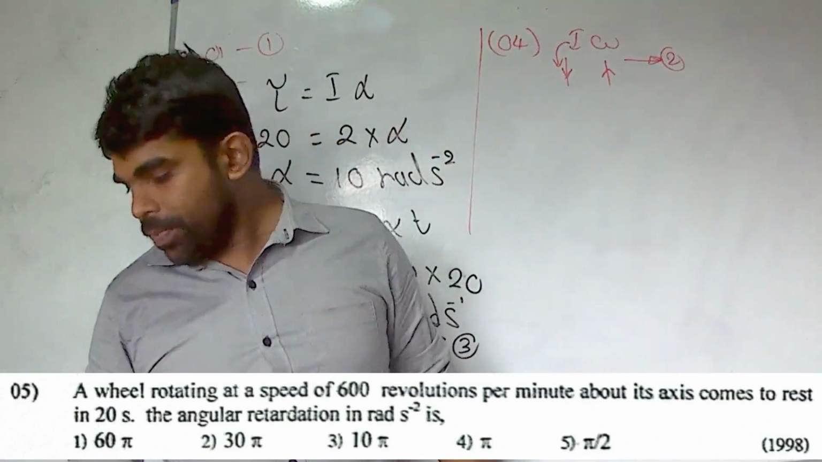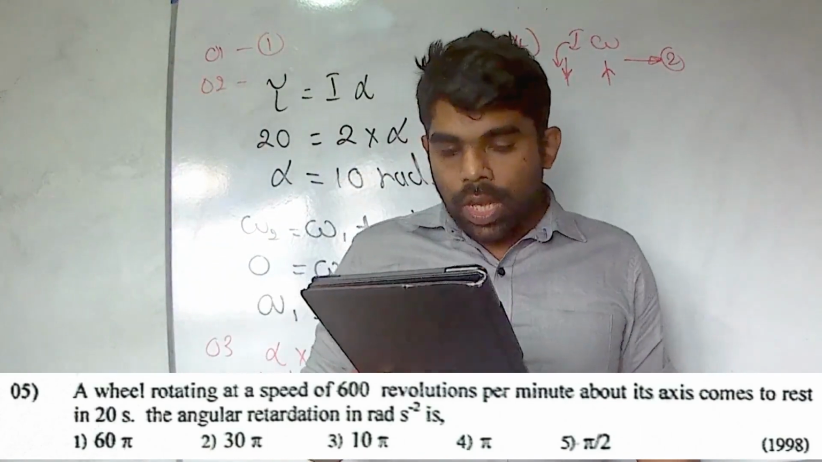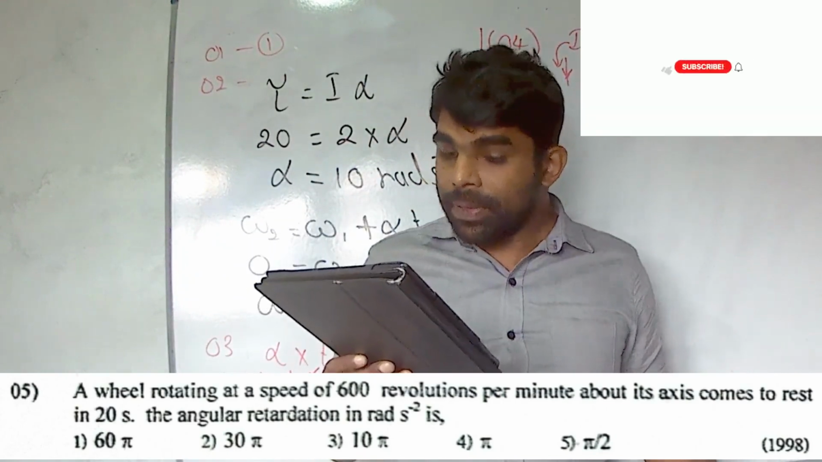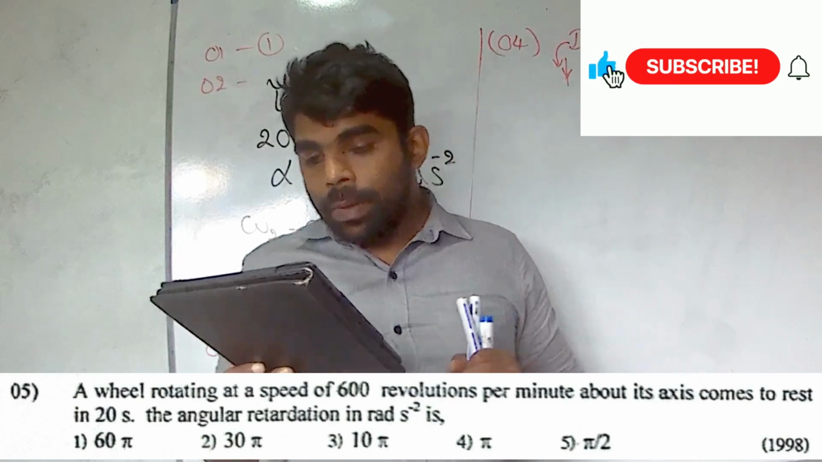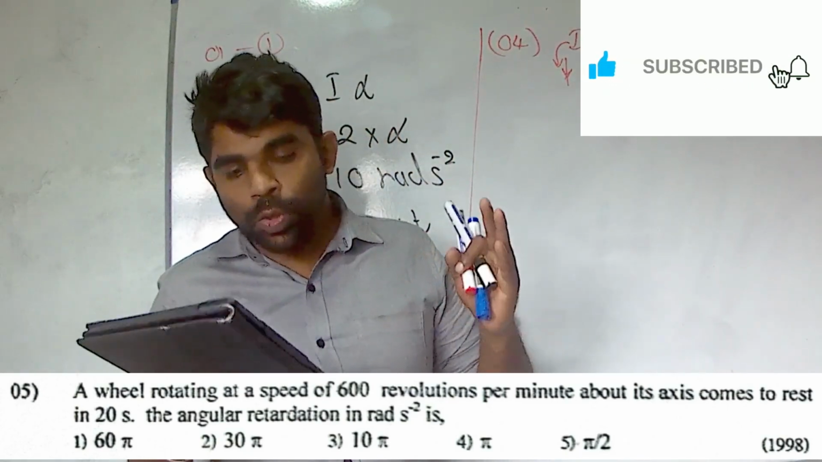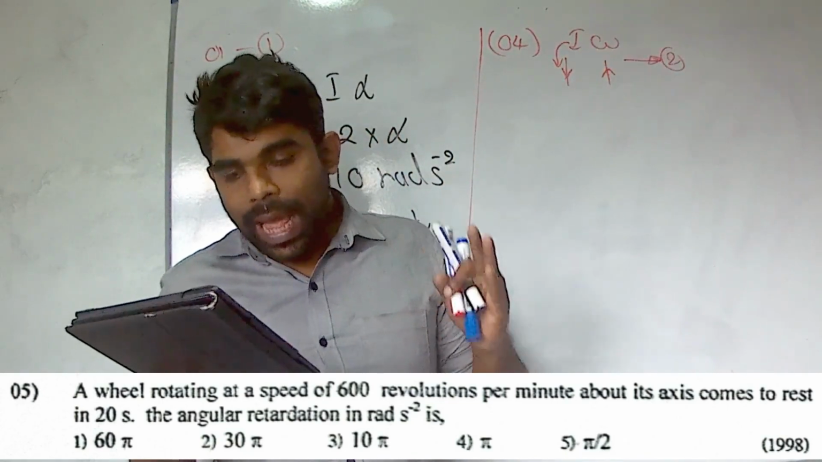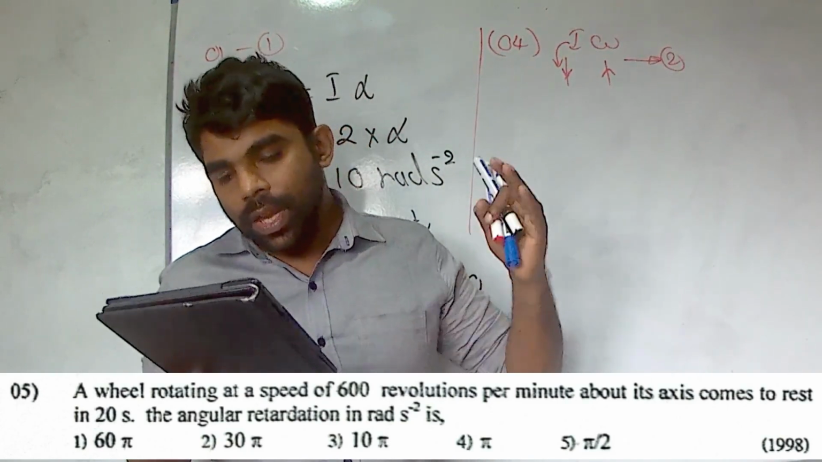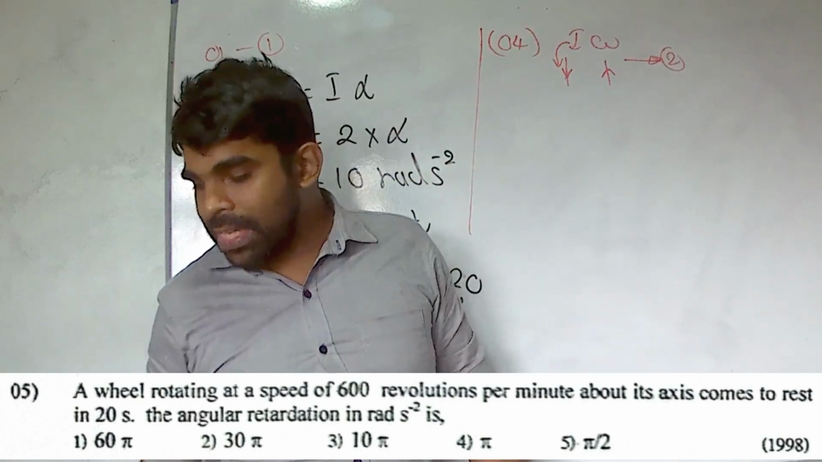Question number 5. A wheel rotating at a speed of 600 revolutions per minute about its axis comes to rest in 20 seconds. The angular retardation, which means angular deceleration, in radians per square second is.